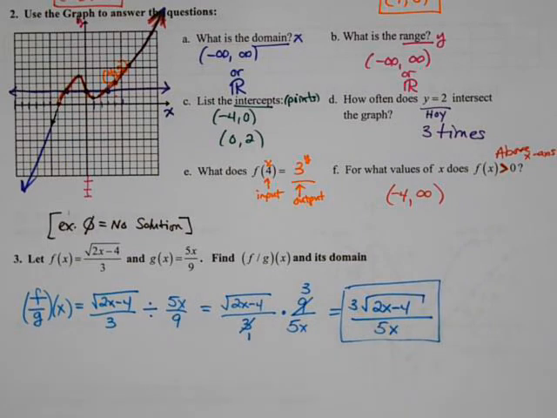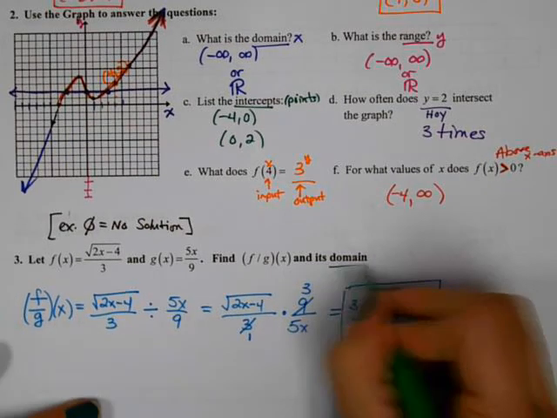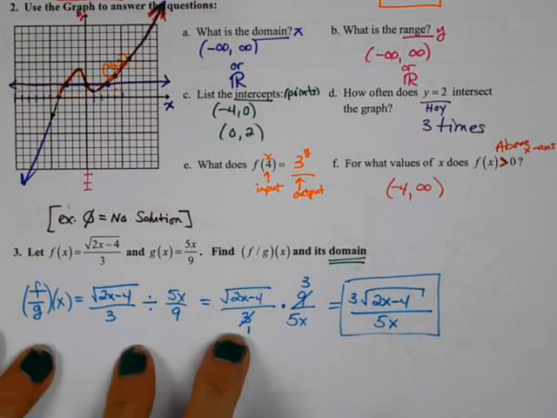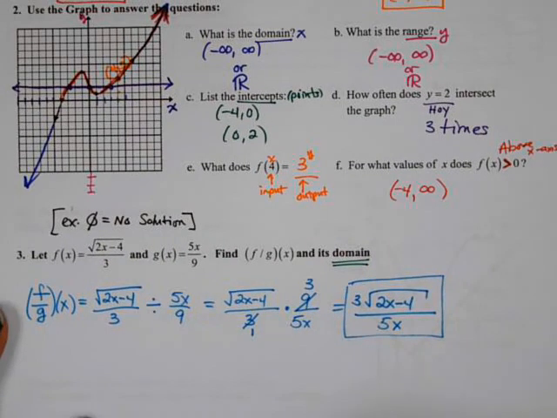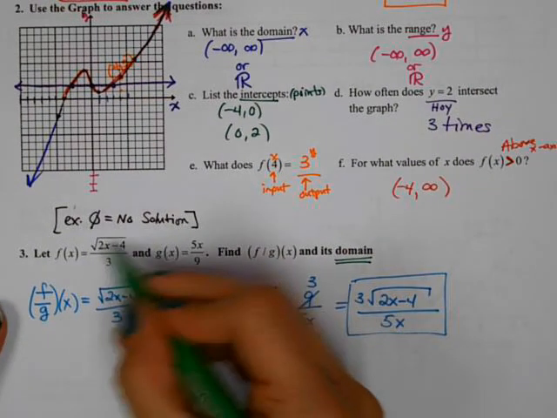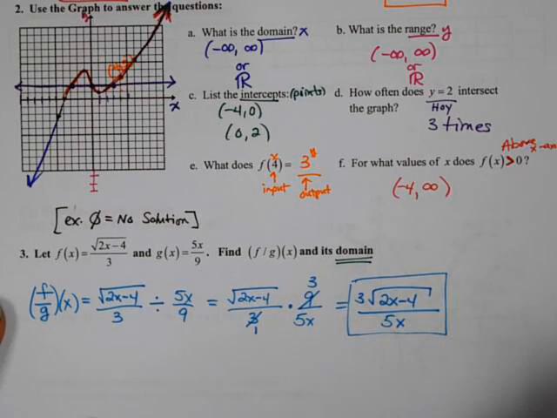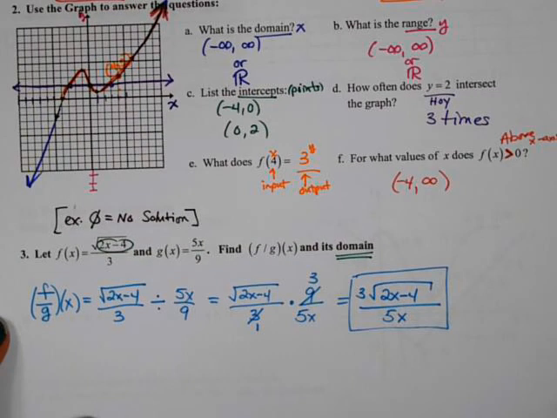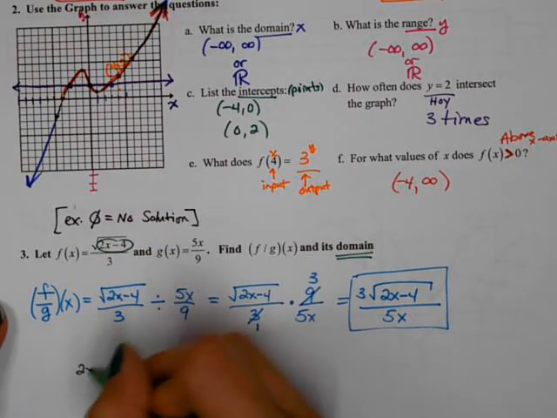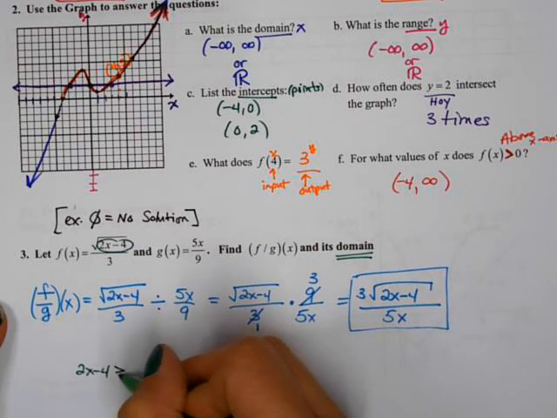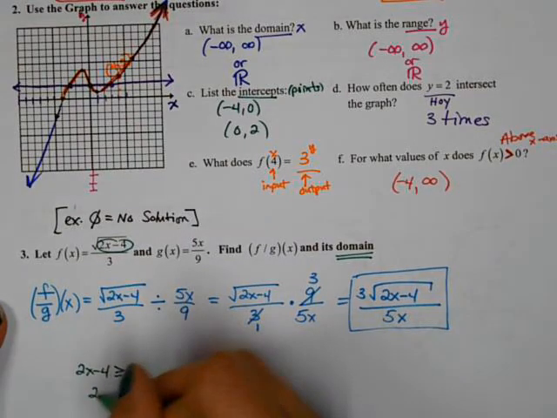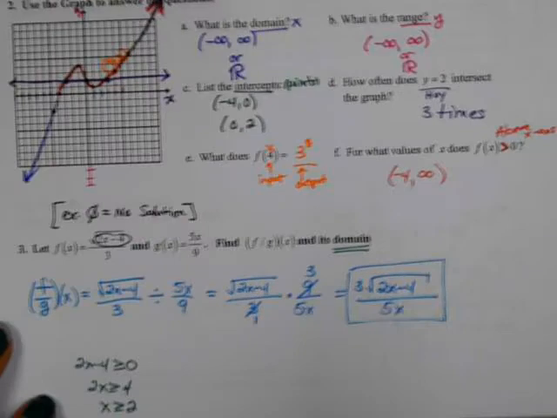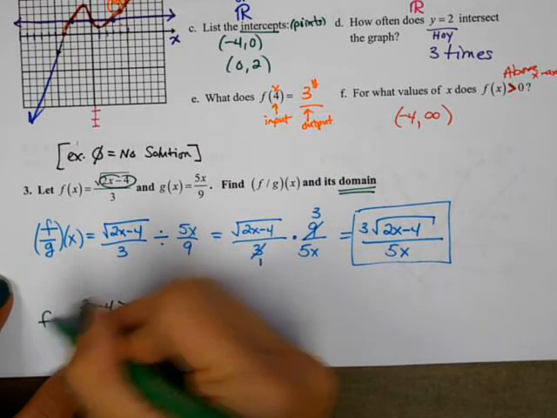And now let's talk about domain. Where do we look for domain? Should I look at the beginning, or the middle, or the end? The answer is you look everywhere. Sometimes it helps when I'm doing the problems to calculate their domains individually. For f, I notice an expression under the radical. So 2x minus 4 has to be greater than or equal to 0. 2x greater than or equal to 4, so x has to be greater than or equal to 2. So this is the domain for f of x.